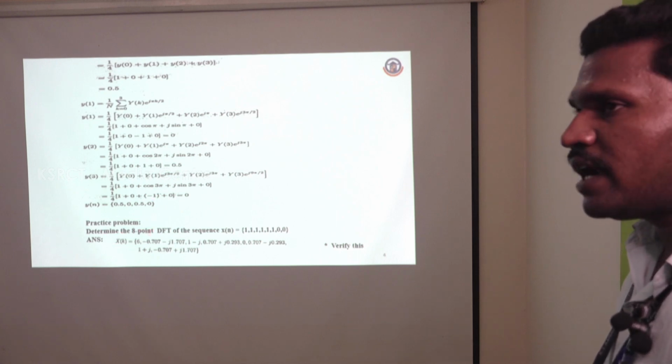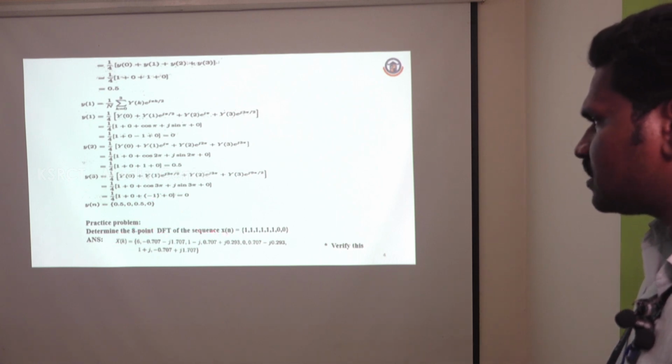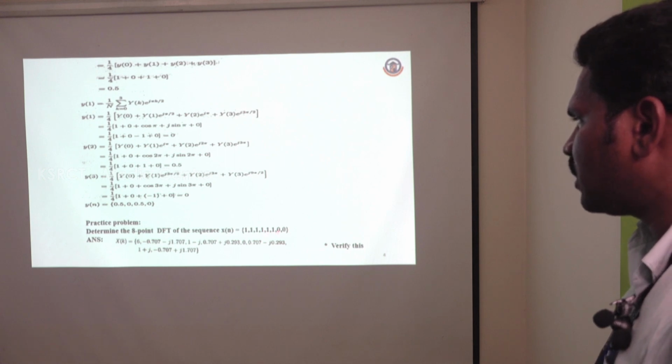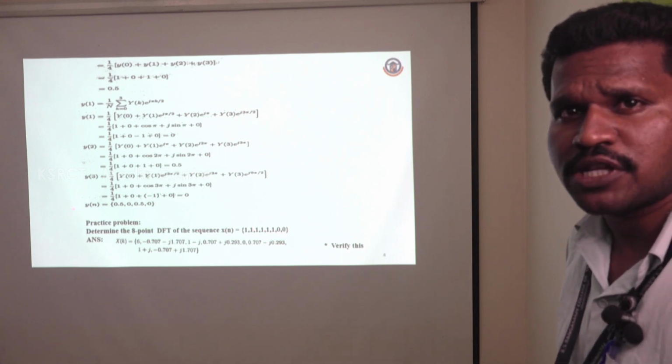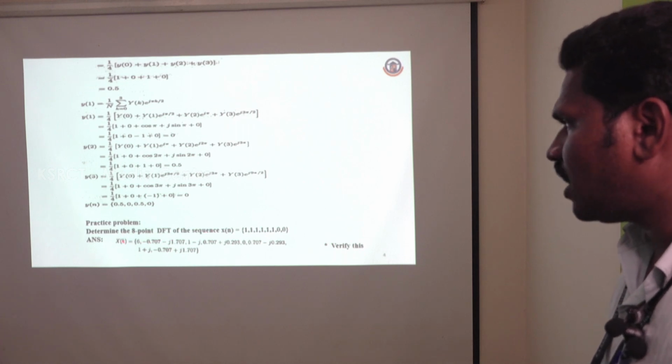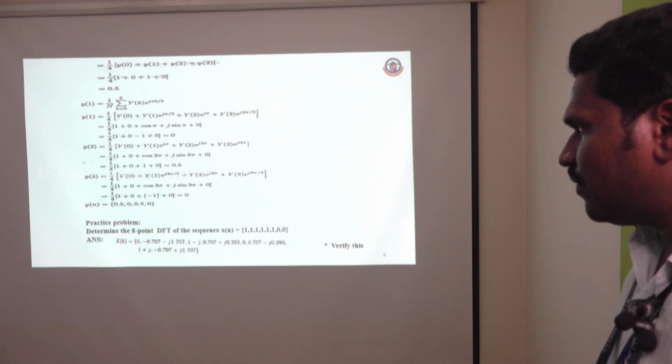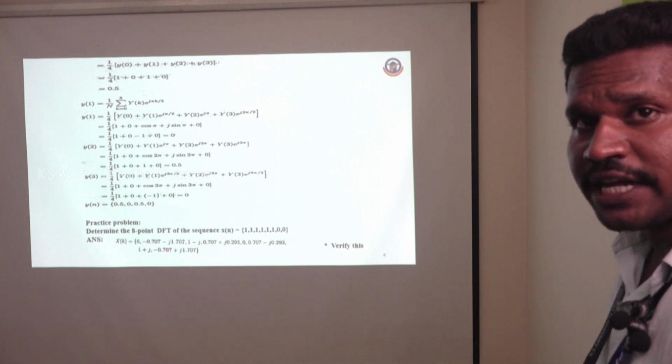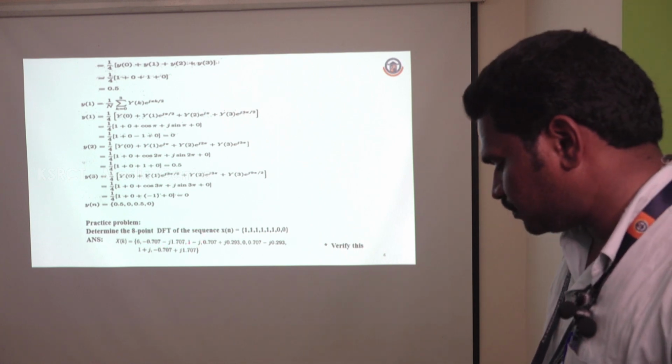The problem is: determine the 8-point DFT of the sequence x of n is equal to 1, 1, 1, 0, 0. From this, the number of samples is equal to 8. So by applying this formula, you need to get the value of x of k, so that the DFT sequence value is like this. You need to try it out. So this is your practice problem.